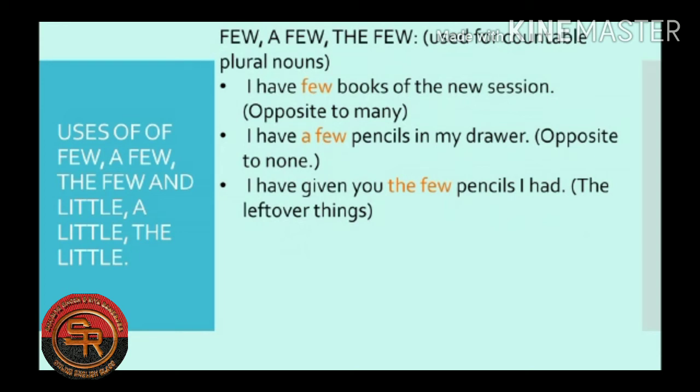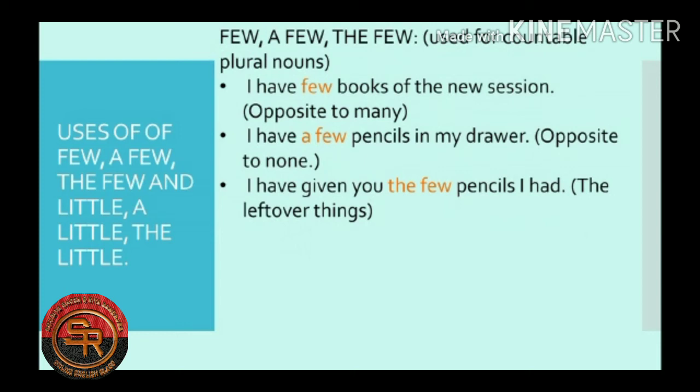Okay. Next, I have a few pencils in my drawer. That is opposite to none. What does that mean? Opposite to none means I have no pencil. It's not that. I have a few pencils. It's also in the negative sense, and it's telling that the quantity is very low. But it's opposite to none. It's not that you have no pencil. Okay, you have a few pencils.